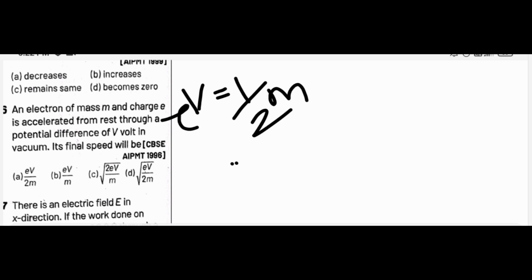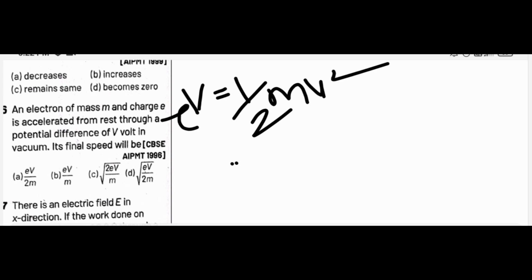Okay, moving on to the next question, that is the 26th question. An electron of mass m, charge q, is accelerated from rest through a potential difference V volt in vacuum. The final speed will be? Again, for potential, we have eV equal to half mv square. We had that from the dual nature chapter.